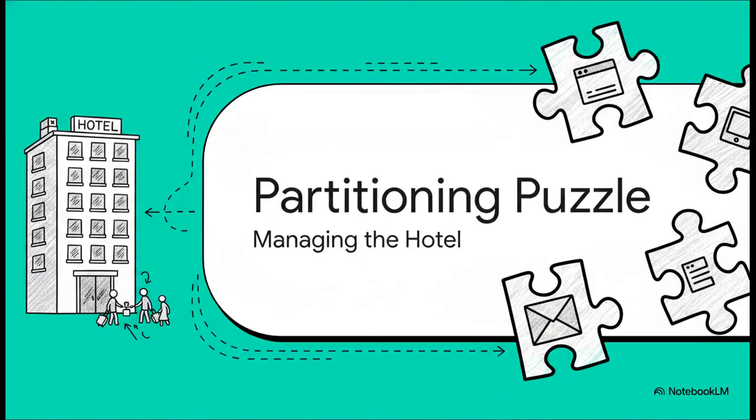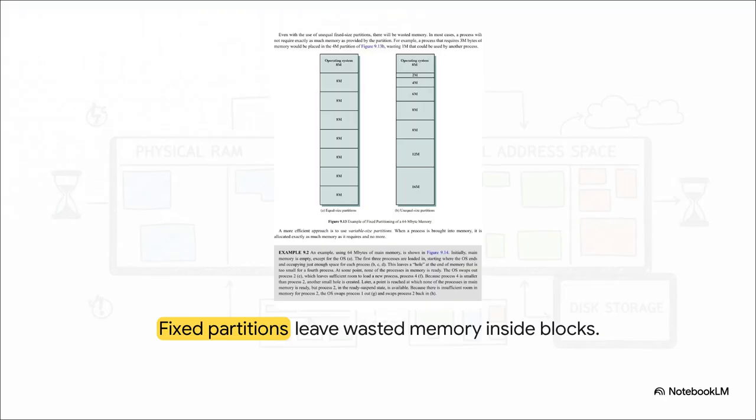Okay, moving into Section 1, the puzzle of partitioning, or as we like to call it, managing the hotel. Let's take a look at how early computers tried to fit software guests into our very limited memory hotel. Early operating systems used what's called fixed-size partitioning. As we can see illustrated here, the memory is chopped up into rigid, predetermined blocks. Now you can probably guess the problem with this. If a 3 megabyte program goes into a 4 megabyte partition, well, a whole megabyte of memory is just sitting there entirely unused inside that block.